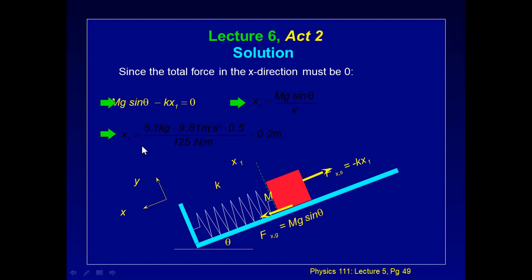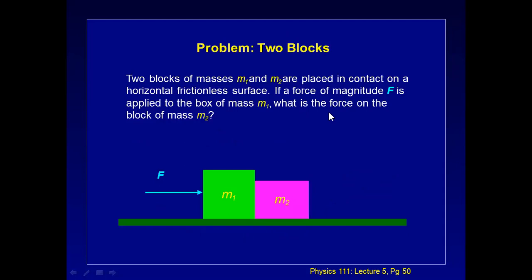Plugging in the values, we have 5.1 kilograms multiplied with Earth's gravitational acceleration times 0.5, since sine of 30 degrees is 0.5, all over the spring constant of 125 newtons per meter. Hence, solving for the displacement gives us 0.2 meters.